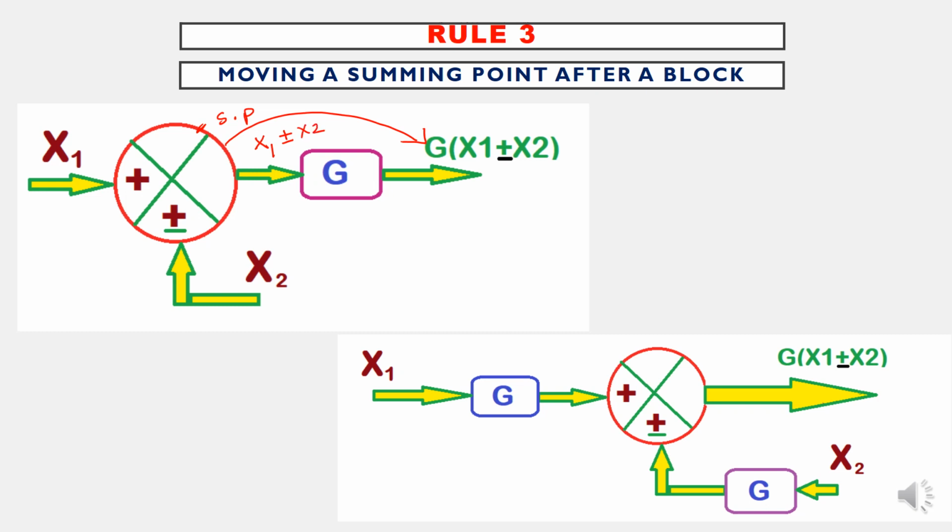Now this is multiplied with G. We get G into X1 plus or minus X2. So this is the equivalent block. How is it obtained? Multiply the same block G in the signal X2. So X1 into G, here X2 into G. So what is the resultant value? G of X1 plus or minus X2.